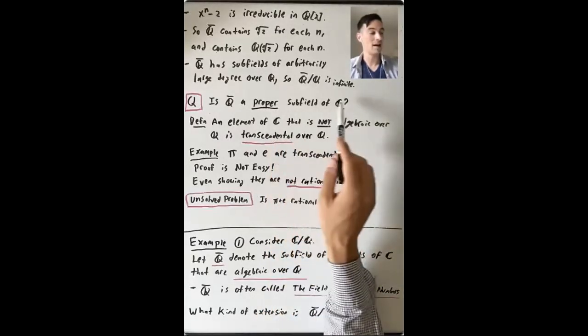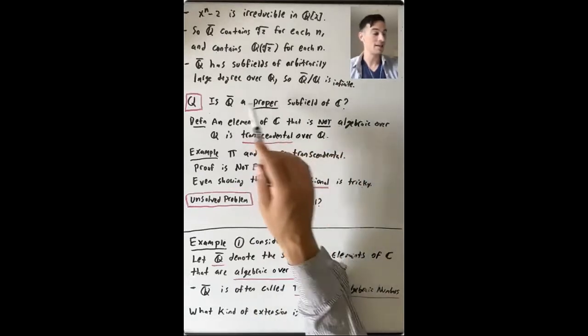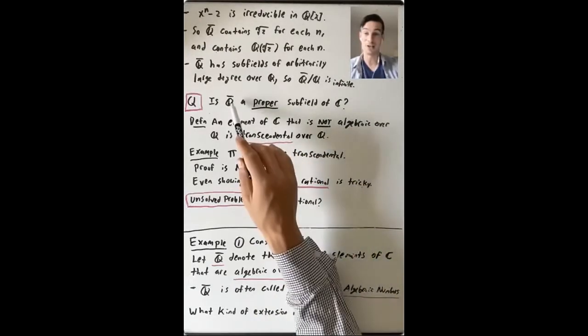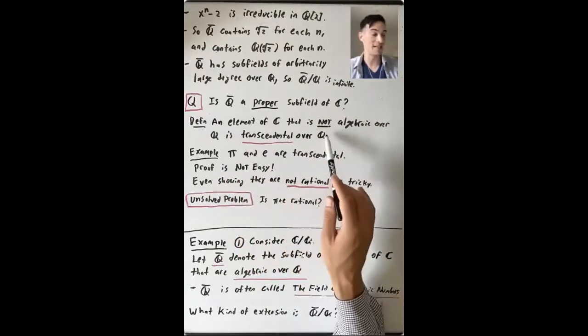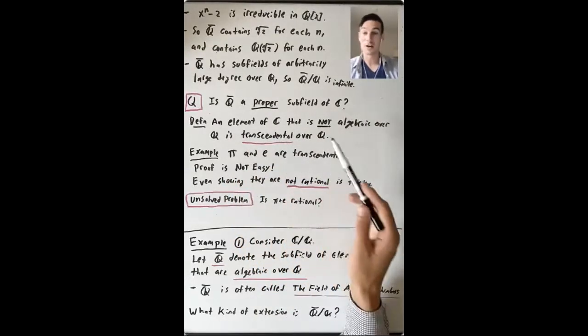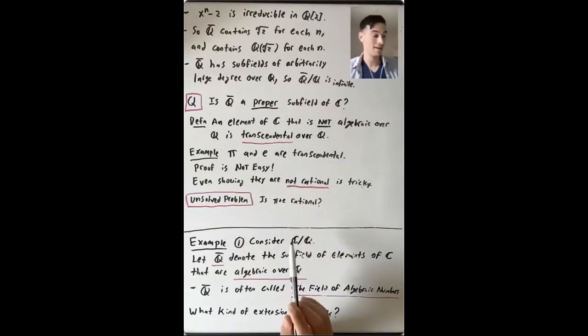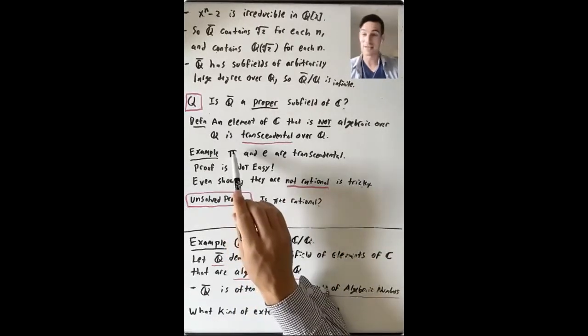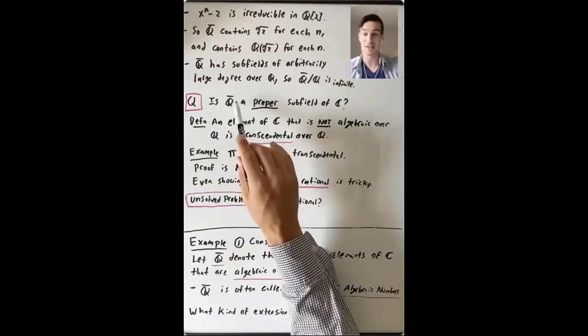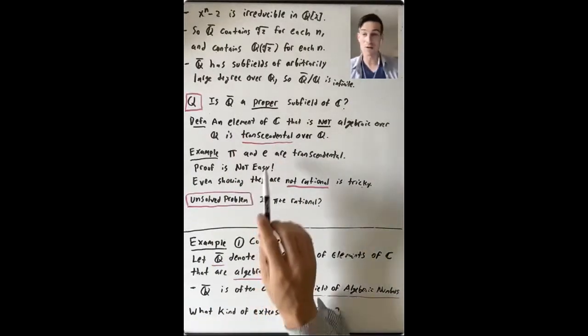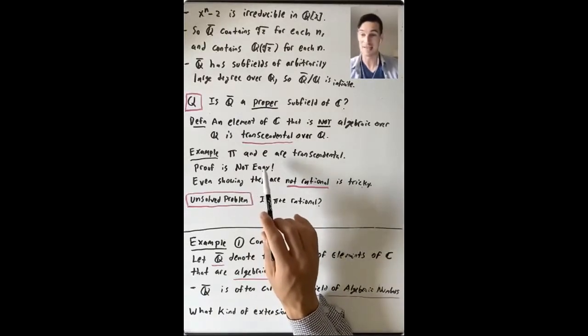So an element in C that is not in Q bar, an element that is not algebraic over Q, is called transcendental over Q. All right, so what's an example of such an element? Pi is transcendental, and e is transcendental. These are not in this field Q bar. But I'm not going to prove this for you. This proof is not easy.